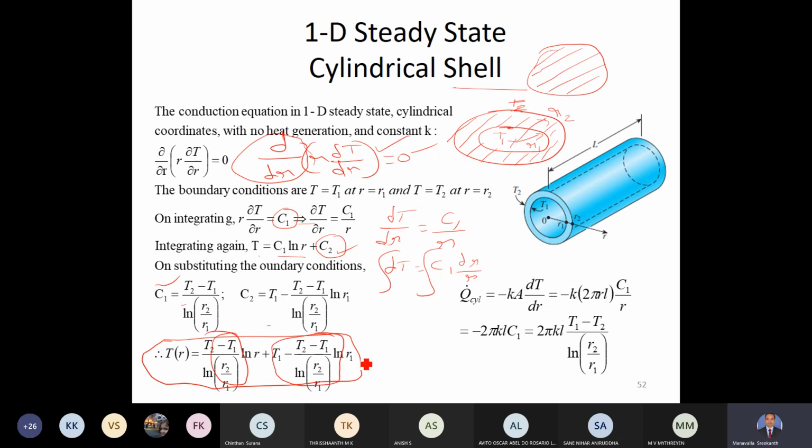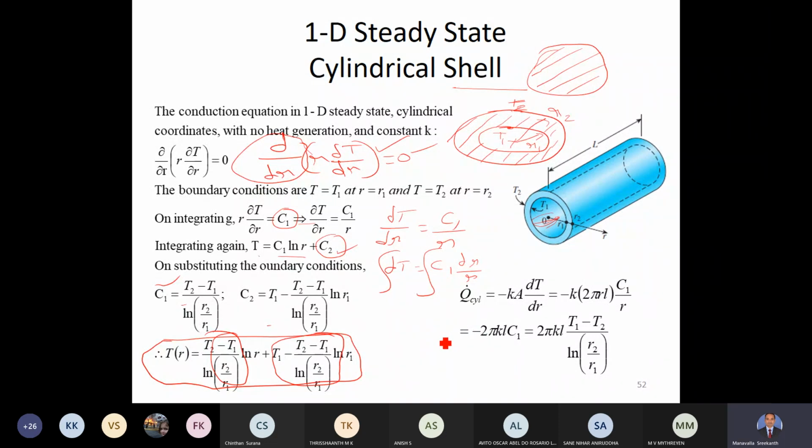So in this way, we can evaluate any temperature if we know the inner and outer radii and if we know the inner and outer temperatures inside a cylinder. Remember, we have not considered any fluid which is flowing inside. Okay, there may be some fluid flowing. We will see how to take care of that later on.